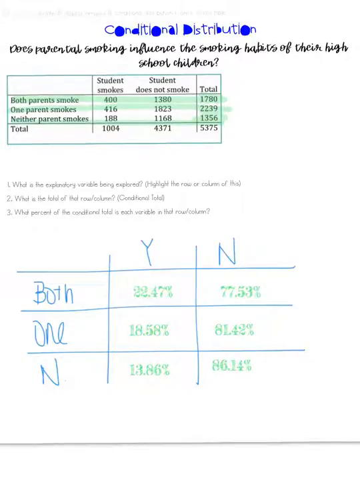In this one, we're going to do a conditional distribution bar chart based off of the condition of parent smoking habits. So we're going to use that second set of data that we came up with. Our explanatory variable is parent smoking habits, so that goes on the x-axis. The three situations are both, one, or neither. The bars are going to be measured in percentages, and my highest percent is 86%, so I'm going to need to go up probably to 90 or 100%.